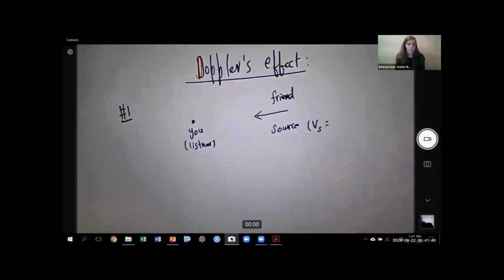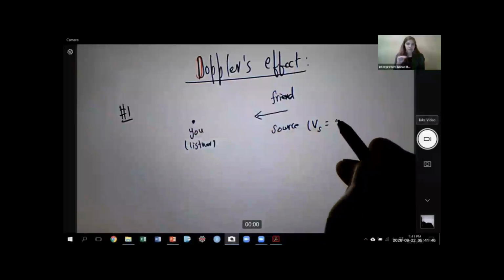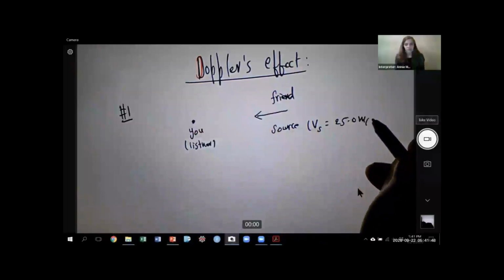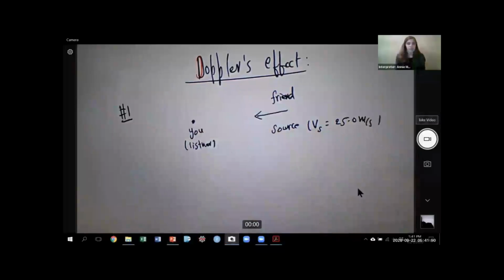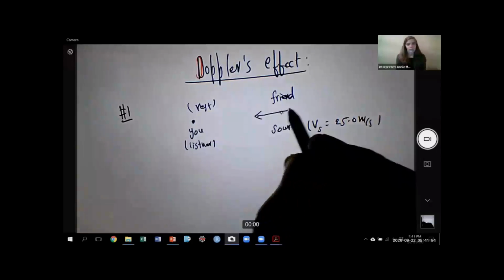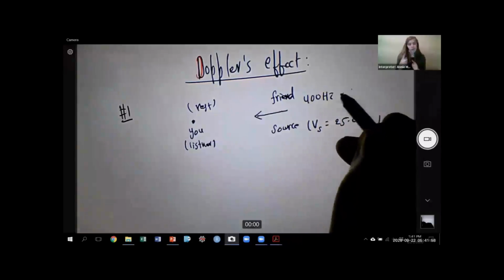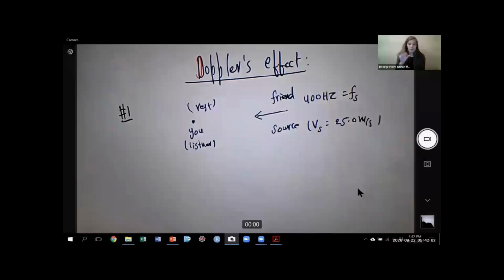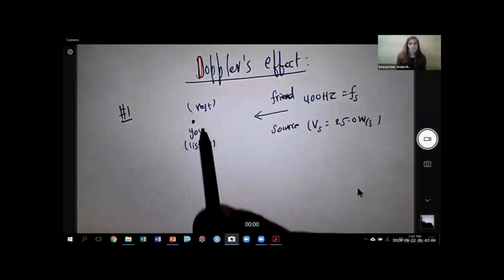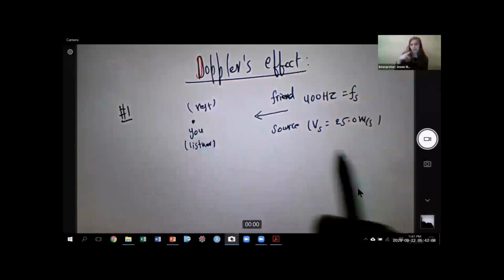Velocity of what? Velocity of 25 meters per second. So initially you are at rest, right? So what frequency... your friend is emitting 400 hertz as the original frequency. This is f of s, the original. So what apparent frequency do you hear? And that's pretty easy, right?